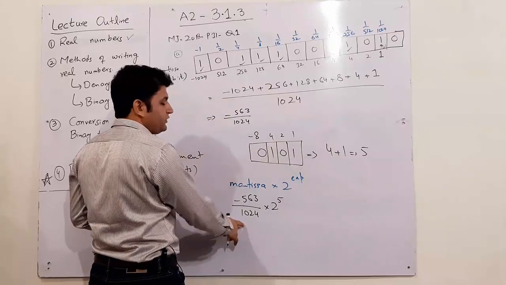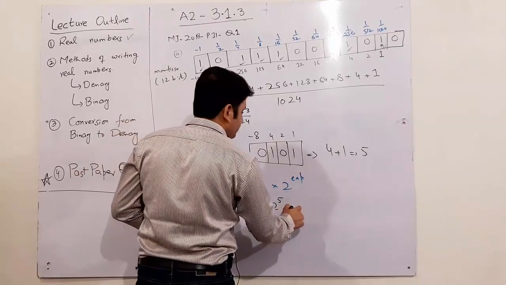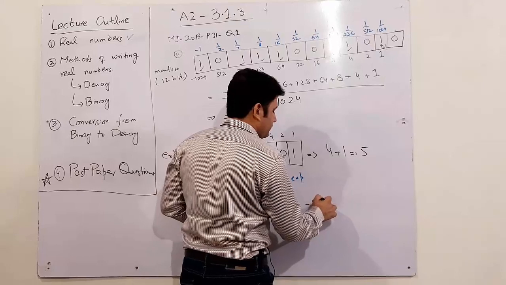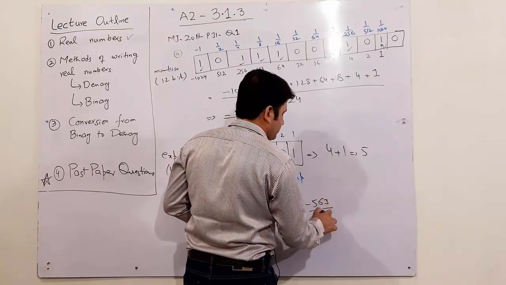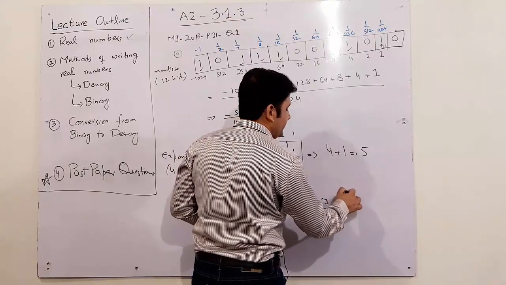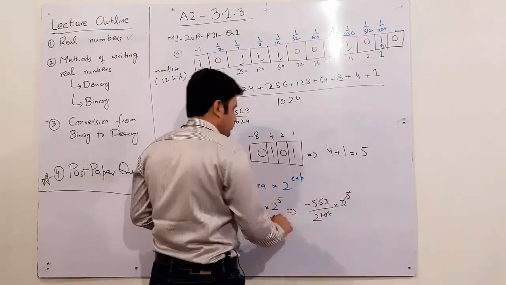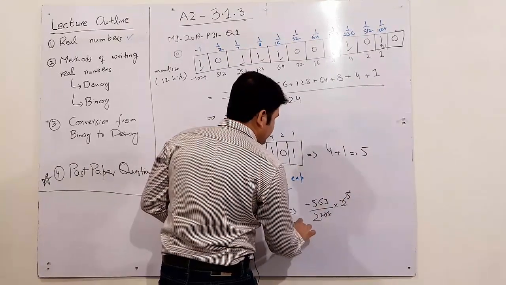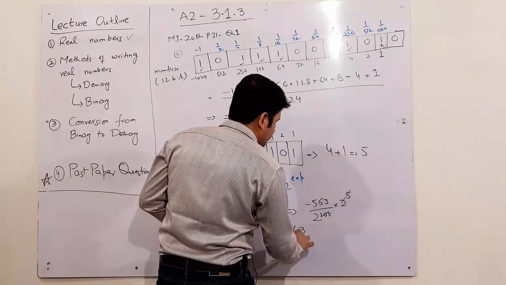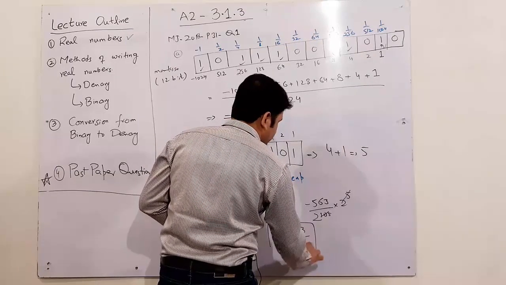So 1024 is basically 2 power 10. Whereas we have 2 power 5 over here. This will be cut with this, and overall answer is minus 563 over 32. And this is our actual answer.